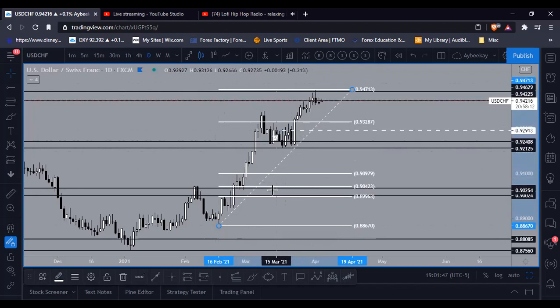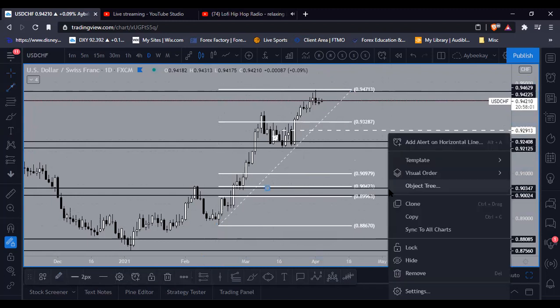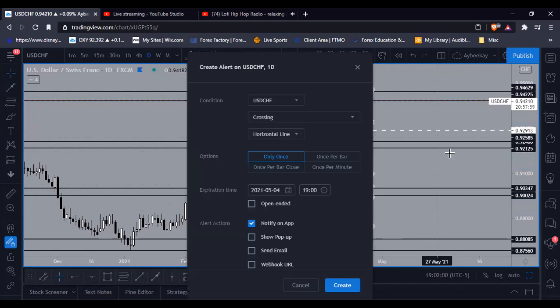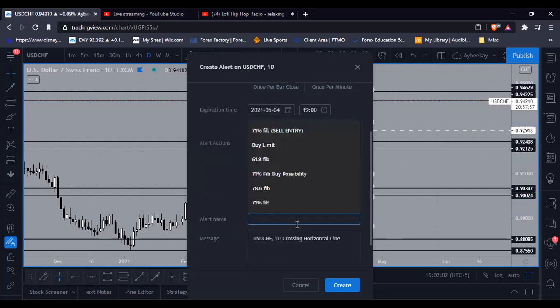So again, I want to see price, for a retracement, come down back at 0.90423. So again, I'm going to add an alert here and say long-term buys down here.